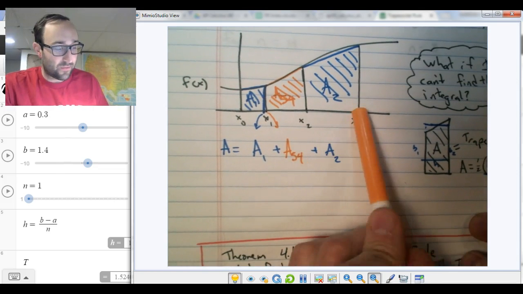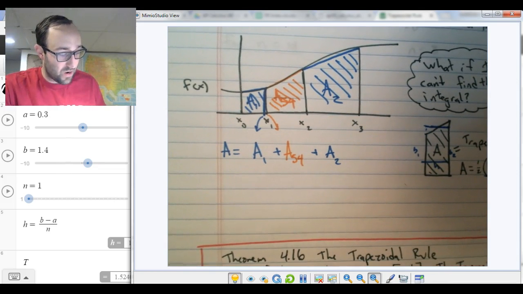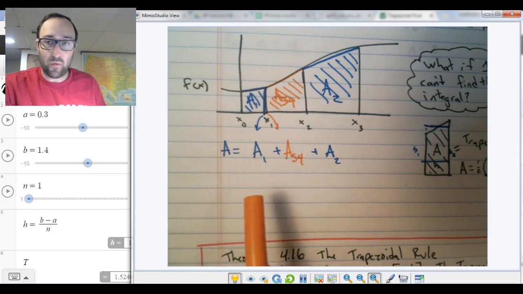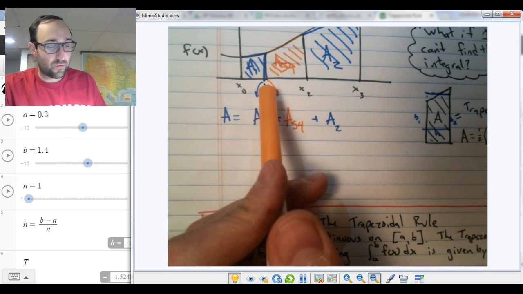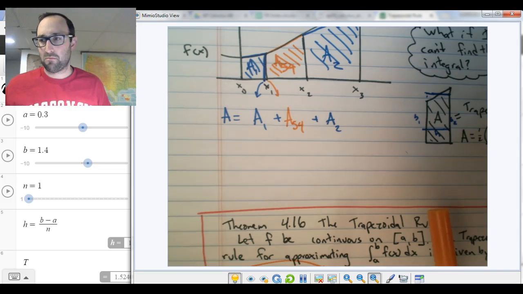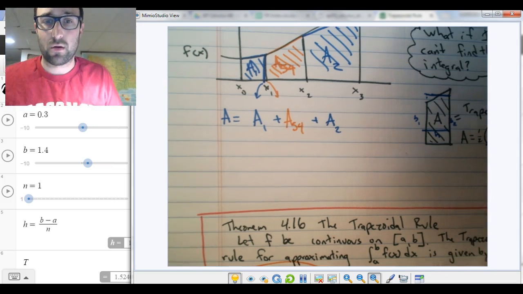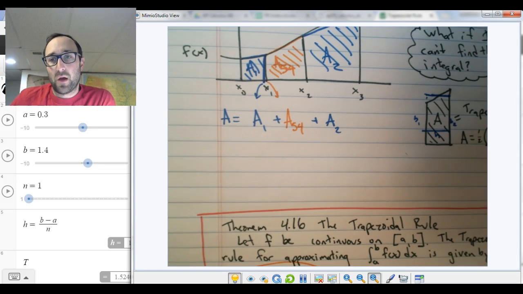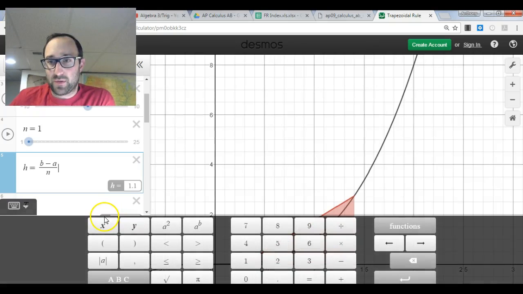Kind of makes sense. I don't have to do anything with the first and last ones. They're just going to be put in there. And all the ones in the middle are going to have two, because they're going to use two of them. Interesting. Anyway, what we're going to do is go over to Desmos.